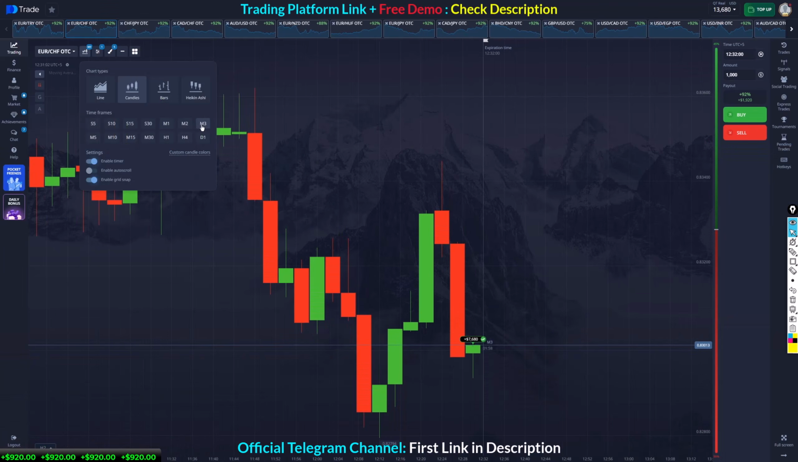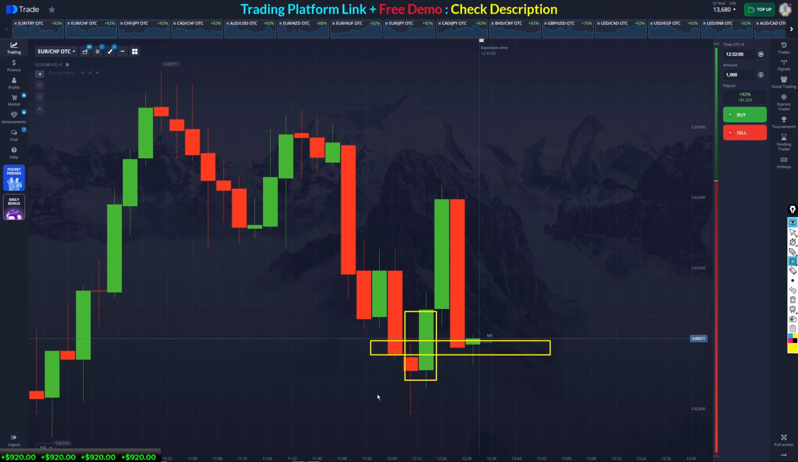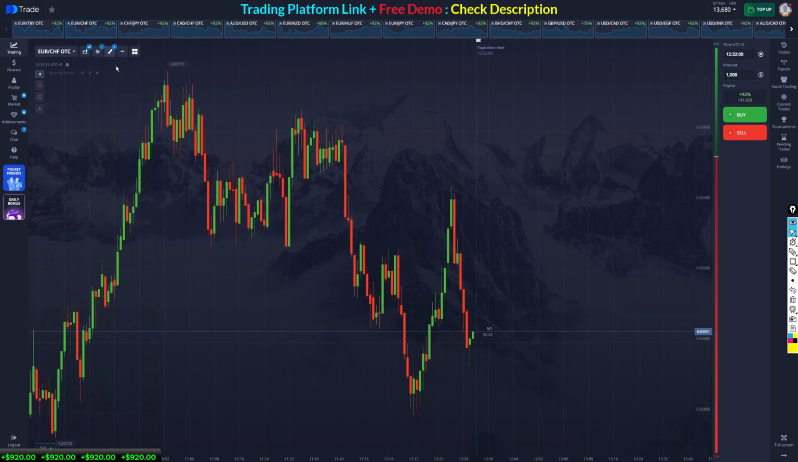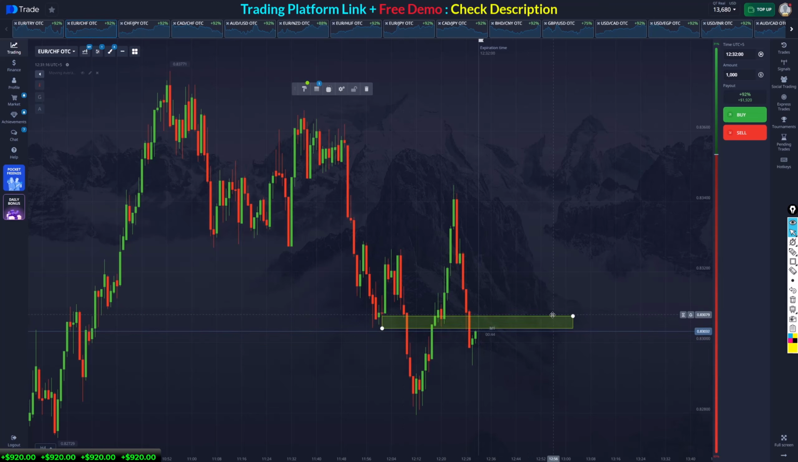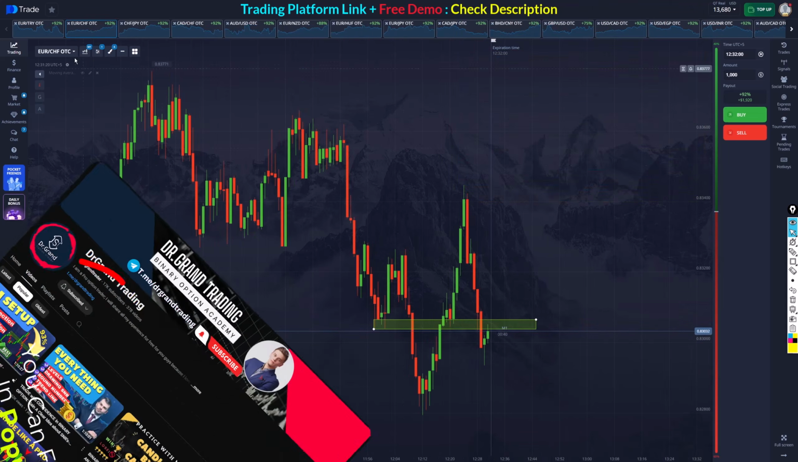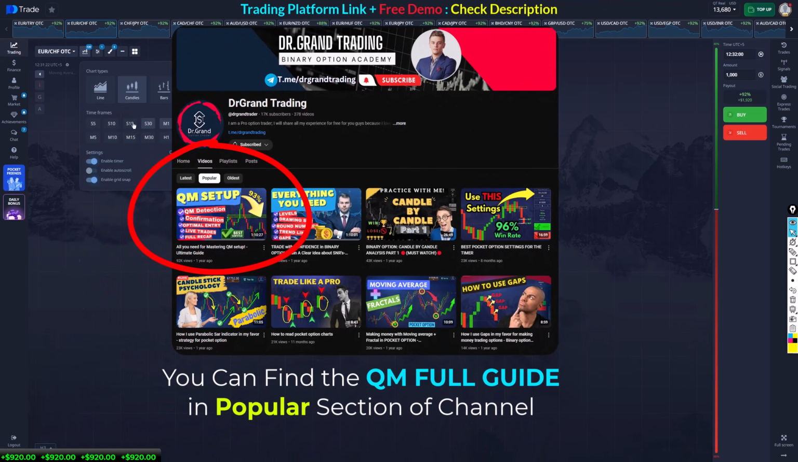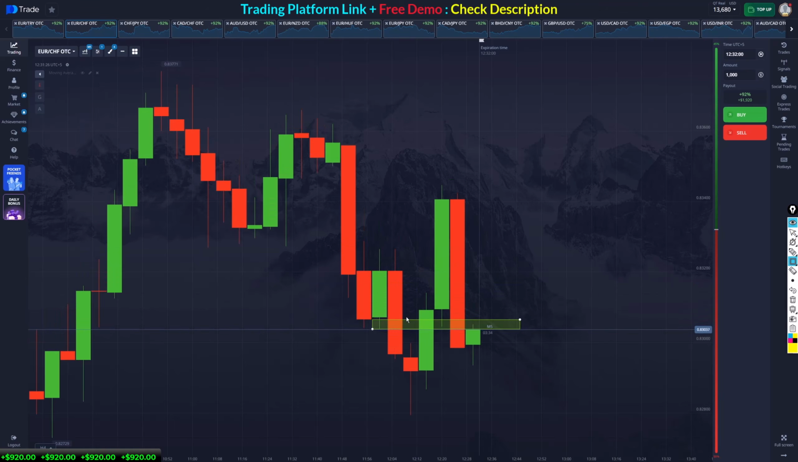I'll go to the higher time frame, 3 minutes or 5 minutes, and in 5 minutes, I see an engulfing pattern right on my QM zone, okay? If I draw the QM zone in 1 minute chart, this would be my QM zone. I have a dedicated video for this, you can watch. This is my QM zone, right? If I go to engulf, you see this engulf and the QM zone is inside the engulf.